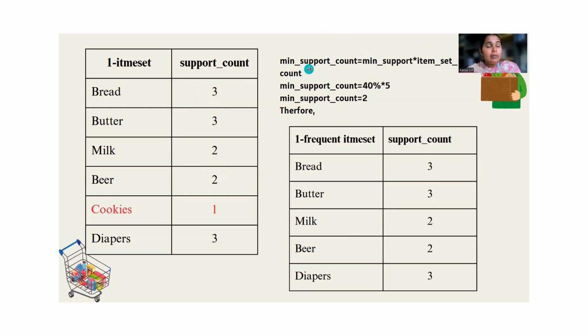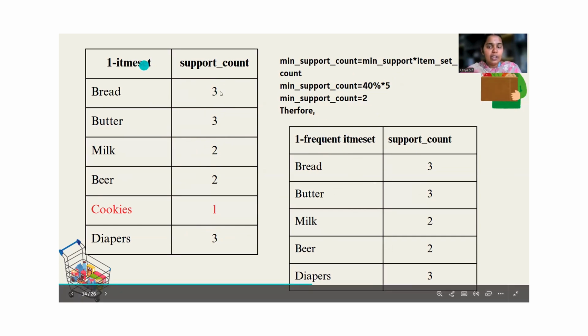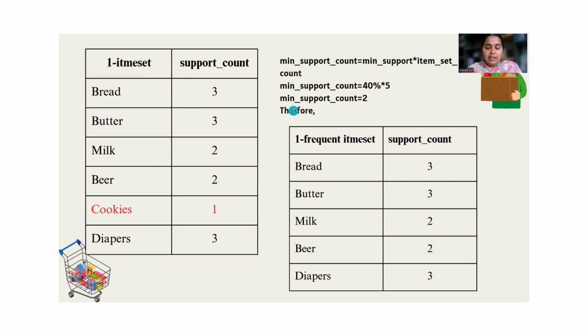Now I have to identify my minimum support count. Based on this factor only you'll come to a conclusion how far these items are being frequently purchased. So it is 40% my minimum support, and the total number of transactions is 5. So the minimum support count turns out to be 2. Whichever item does not have a support count greater than or equal to 2 has to be pruned out. So this is step 5 in my algorithm. So I am pruning out cookies, which is bought only once, and I am identifying my frequent 1 item set from the 1 item set, right?